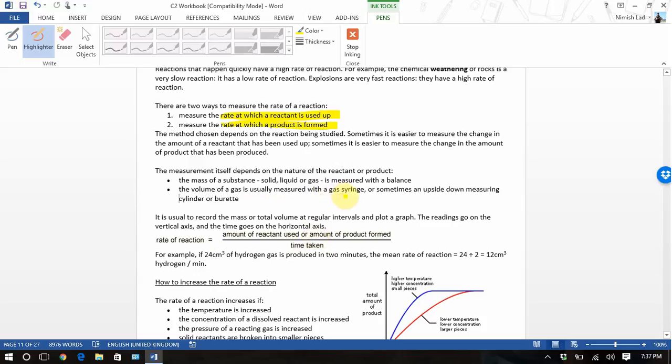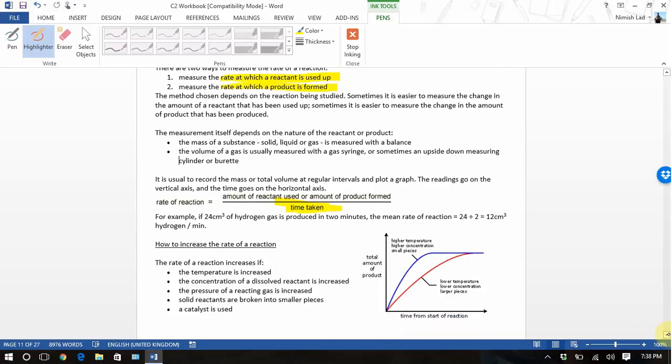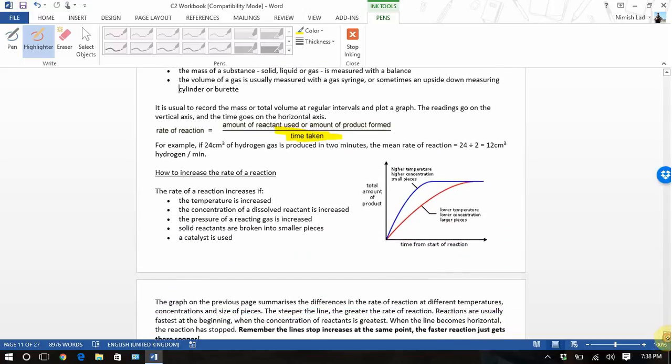So 24 centimeters cubed of hydrogen gas. Let's just make that really obvious. 24 centimeters cubed of hydrogen gas is produced in 2 minutes, and the rate is 12 centimeters cubed of hydrogen per minute. So how can we actually increase the rate of reaction? Well, there's a few processes that we need to get our head around.